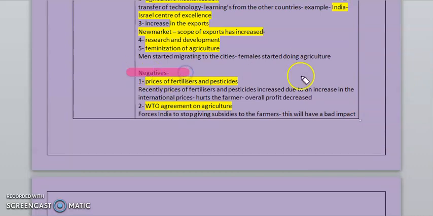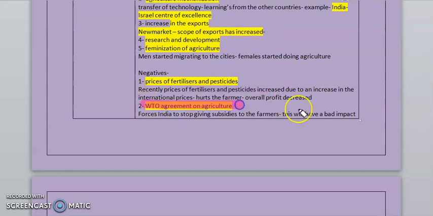There are some negatives also. Second one is the prices of fertilizers and pesticides. Recently, the price of fertilizers and pesticides increased due to the increase in international prices. This hurts the farmer, and overall profit decreases. You can take the recent example of the Russia-Ukraine war also. Due to the war, the prices of fertilizers are increasing, and this is happening because of globalization, as we know that the whole world is connected with each other.